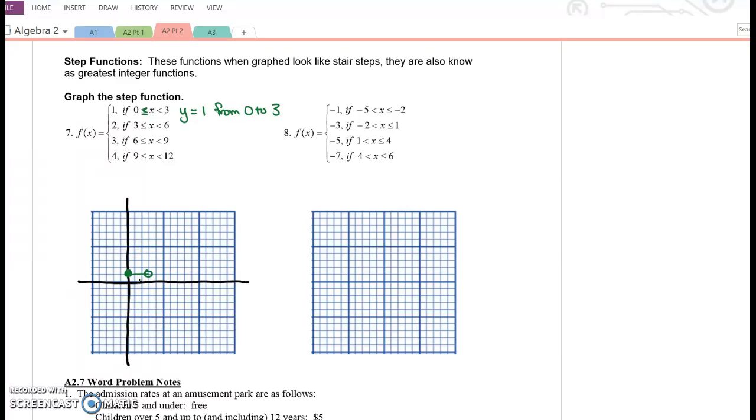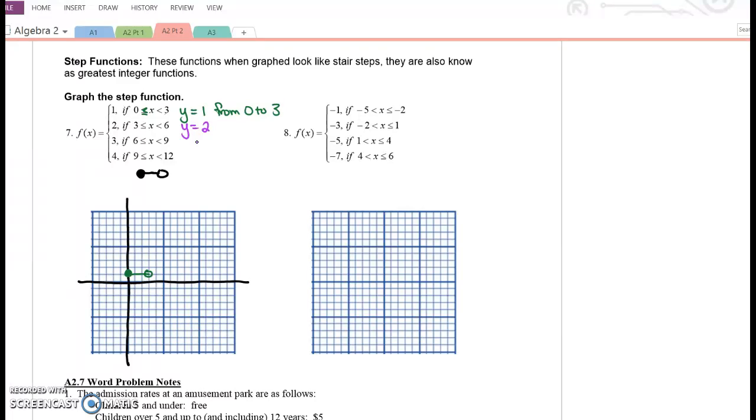Now look at the rest of these. Do they follow the same pattern? Closed circle on the left, open circle on the right. So all of these little horizontal lines are going to be closed circle on the left, open circle on the right. Okay, the next horizontal piece is y equals 2.